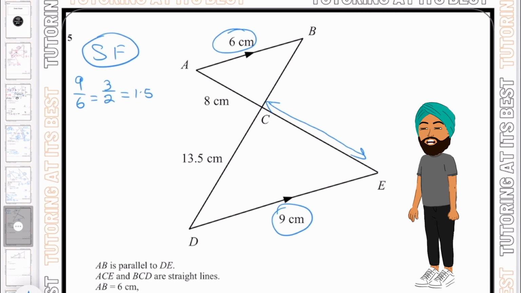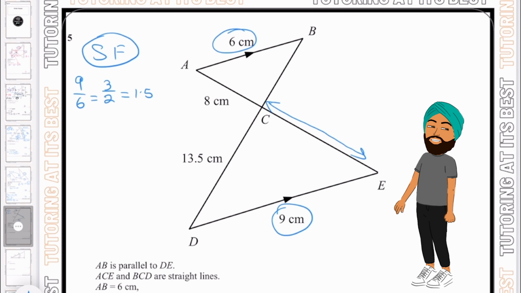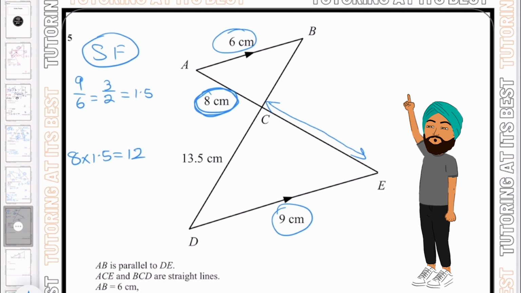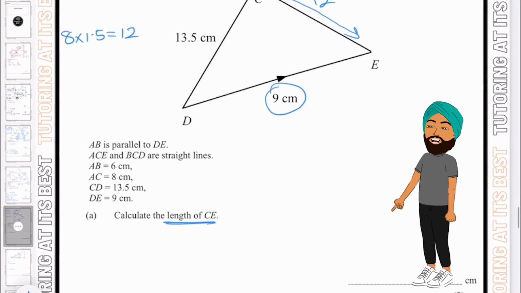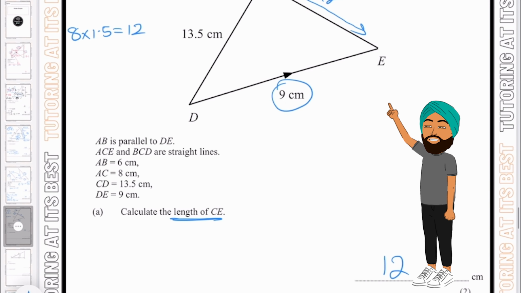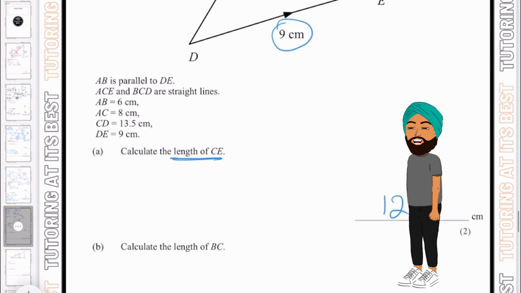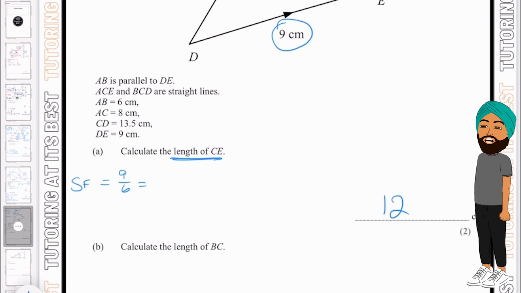And we need to get C to E. So what are we going to do? We're going to take our smaller side, which is 8, multiply this by 1.5, which gives us 12. So now we know that C to E will be 12 centimeters. So again, I start off with my scale factor, and I know that we have 9/6, which is 3/2.